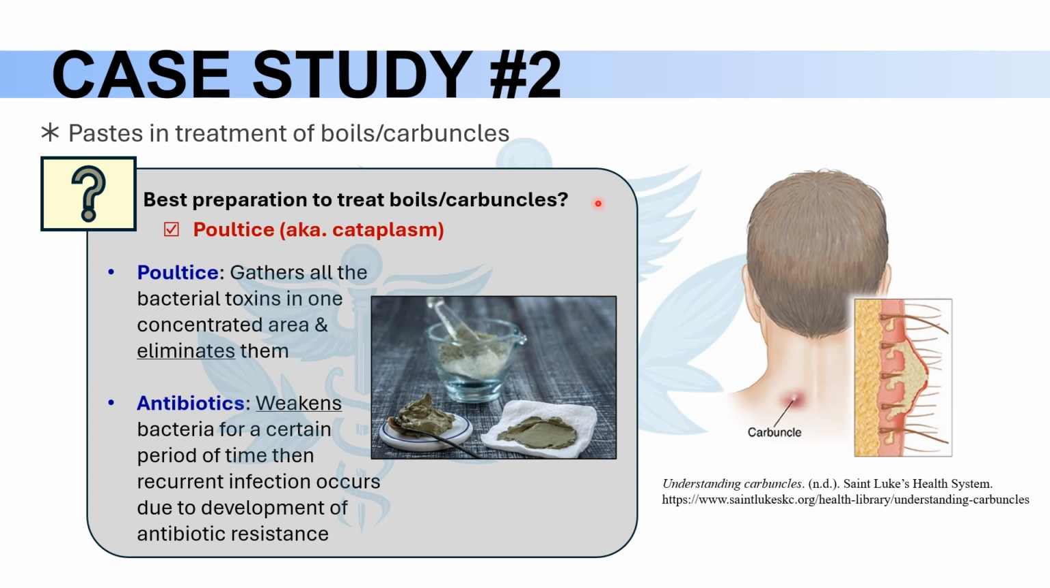Most of the time, though, we use poultice pastes in the treatment of boils and carbuncles. And the reason why is because poultices gather all the bacterial toxins in a concentrated area and eliminate them. And they are preferred over antibiotics because antibiotics simply weaken the bacteria. So if the bacteria develop antibiotic resistance over time, recurrent infections occur and hence antibiotics don't solve the problem. This is the poultice when it's prepared, and this is the carbuncle in question to treat.